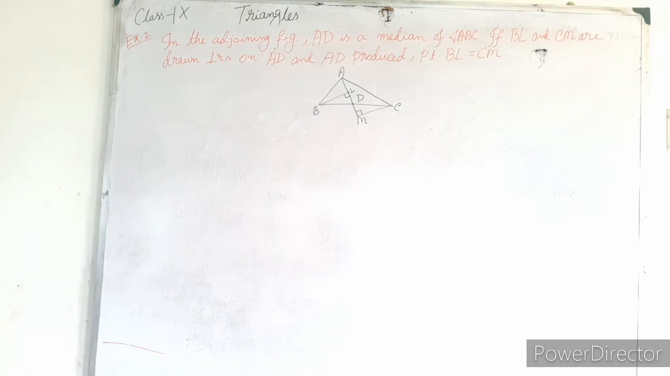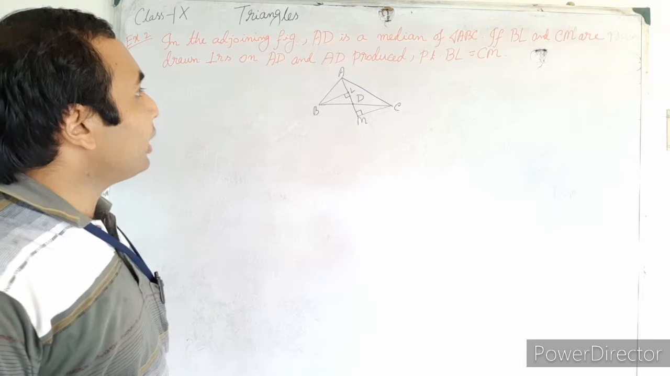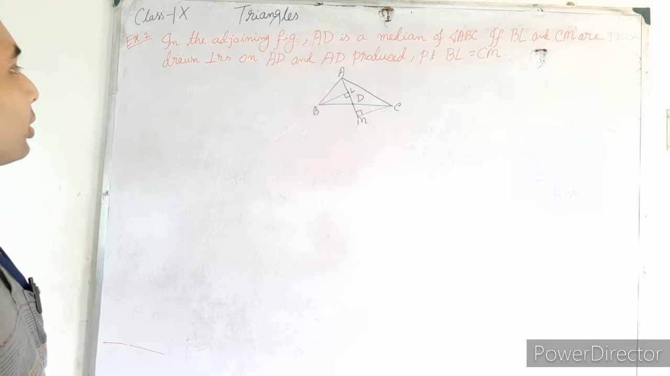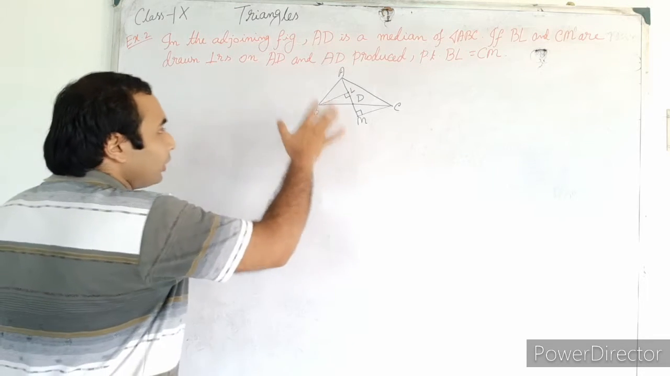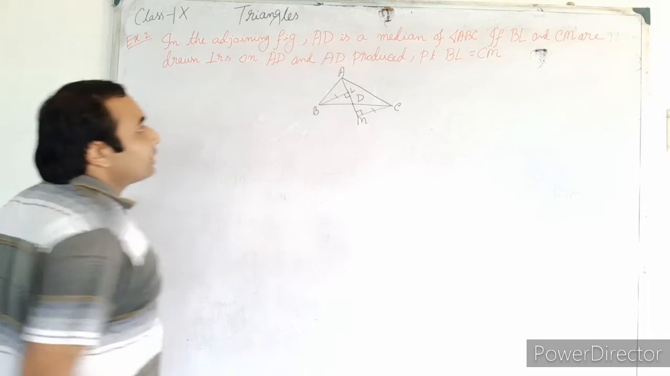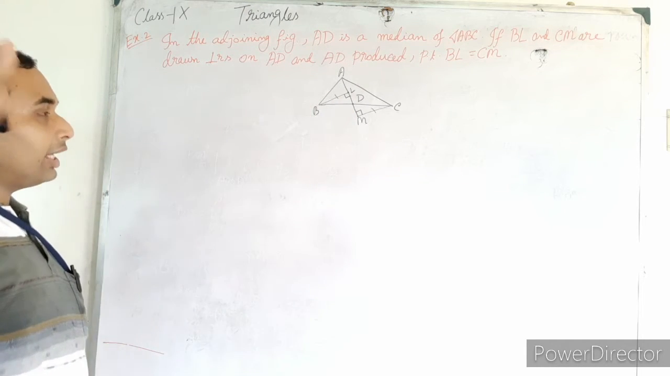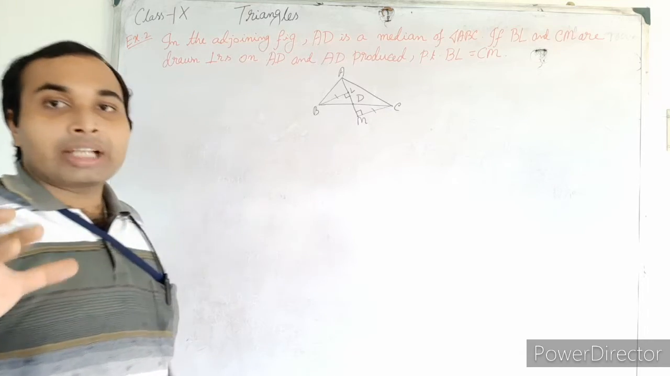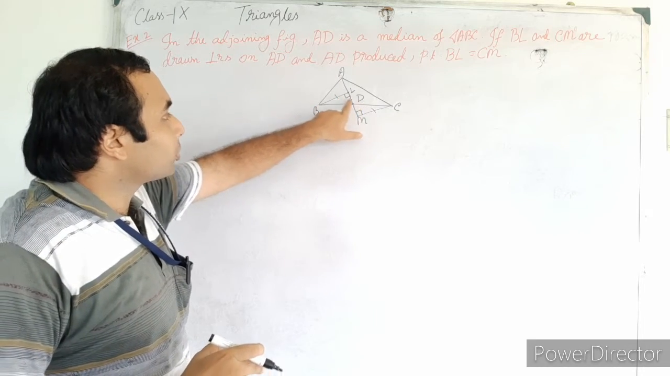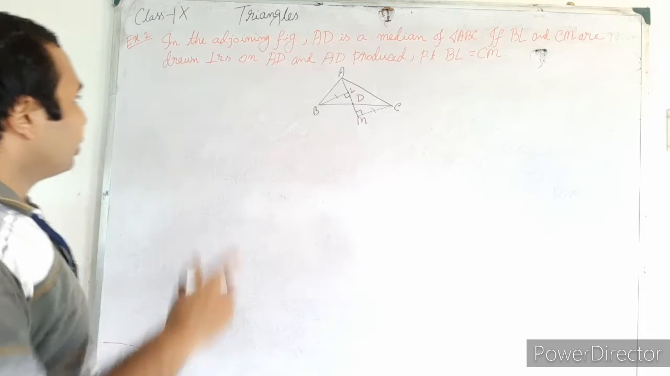Students, this is our next example. In the adjoining figure, AD is the median of triangle ABC. If BL and CM are drawn perpendicular to AD and AD produced, prove that BL equals CM. Here the figure is also given. You have to prove BL equals CM. So seeing this, I have told you to gain experience by practicing all those types of questions. Your experience will say that if we can prove those two triangles are congruent, then we can say that those two lines are equal.